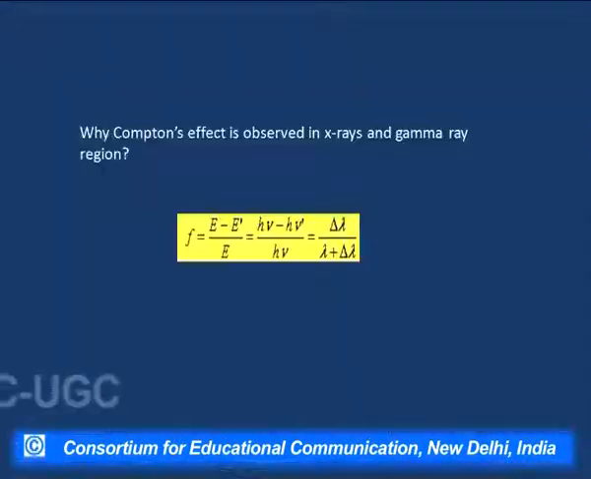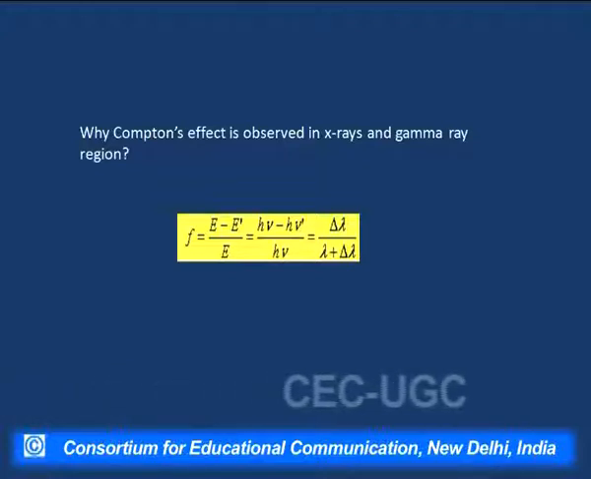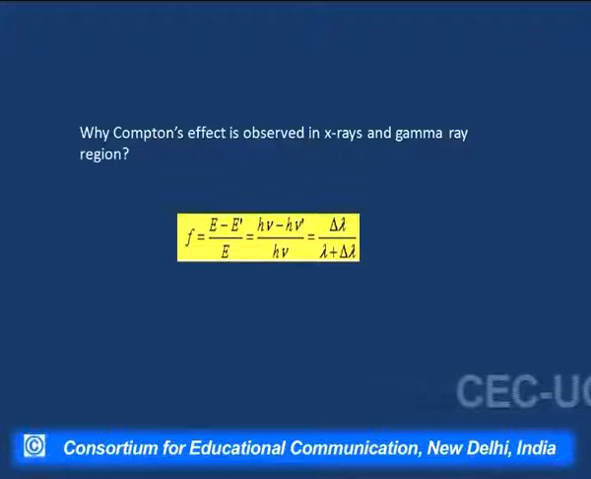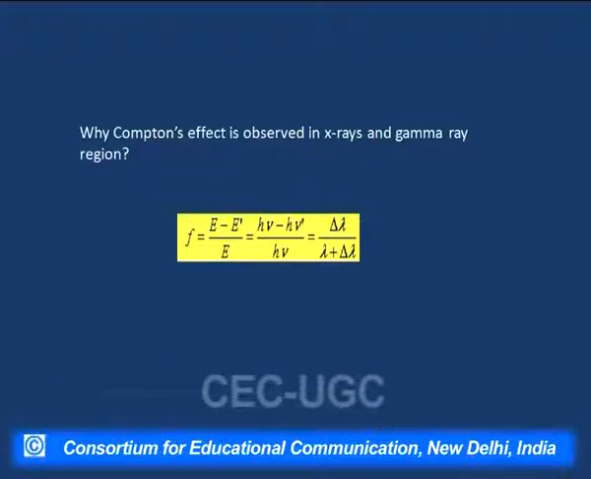Now the next thing is why we can observe the Compton effect in X-rays and gamma rays. We can get this answer from here. We could use any radiation, but why only higher frequency, why only X-rays and gamma rays, not visible or ultraviolet or microwave? So we will get the answer from here.